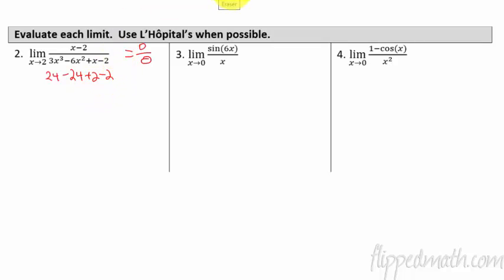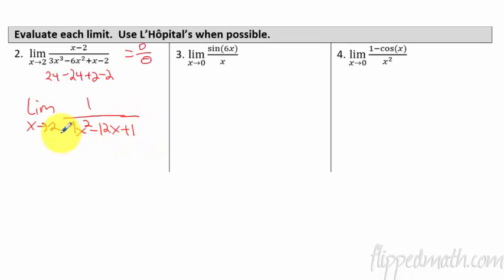So since it is, we can go ahead and use this thing by saying we're going to take the limit as x approaches 2 of, okay, now take the derivative of this. This is going to be, derivative of x minus 2 is just 1. And the derivative down here on bottom, let's see, that's going to give us 9x squared minus 12x plus 1.